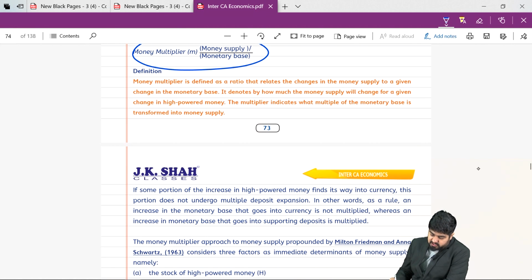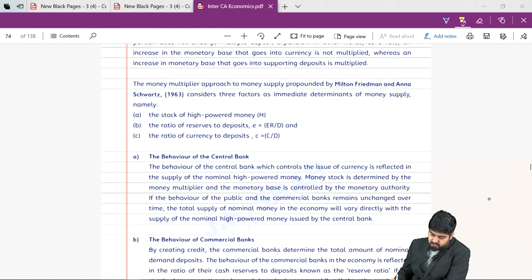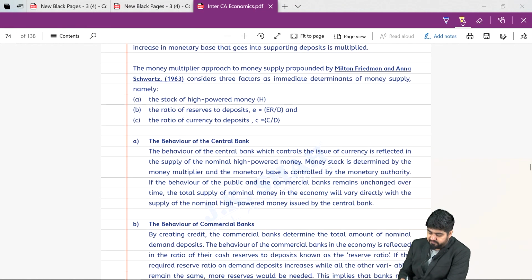We have discussed it. So what is money multiplier, students? It is defined as the ratio that relates the change in the money supply to a given change in the monetary base. Now what are the three things that are going to affect us? This concept was propounded by Milton Friedman and Anna Schwartz in 1963. They say that the money supply has these three immediate determinants. These three things will be affecting our money supply.